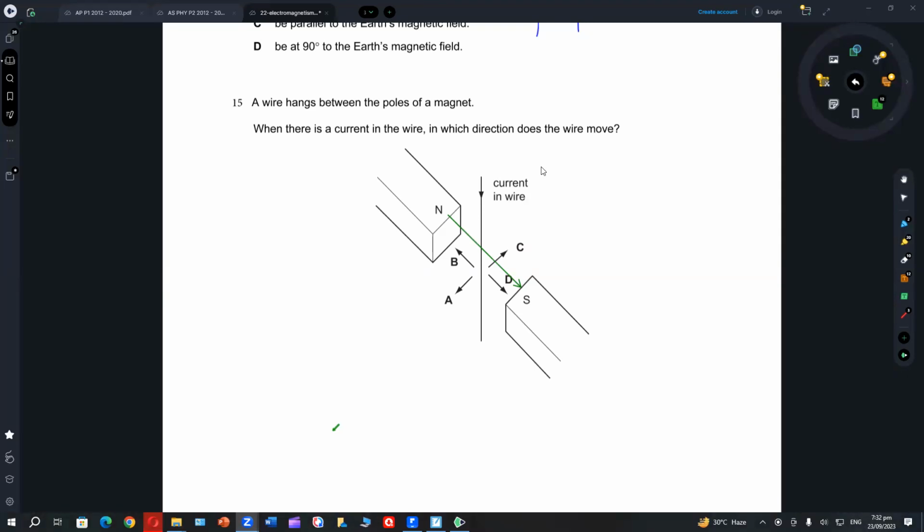I tell you always a very important rule. I repeat my rule. Force will never take the direction of current. Force will never take the direction of magnetic field. Can you see D is in line with the north to south line? Yes.